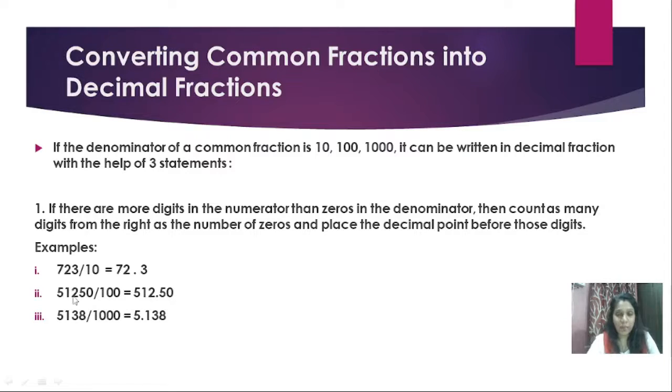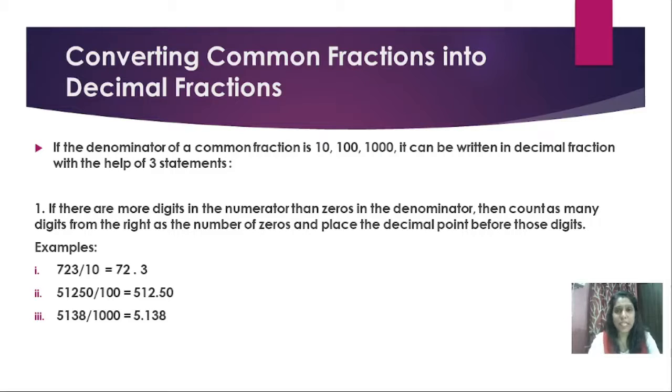Now the third example. 5138 divided by 1000. How many zeros? 3 zeros. So you will count 3 digits from the right hand side. 1, 2, 3, and then you place the decimal point. This is how you place a decimal point if there are more digits in the numerator than the zeros in the denominator.